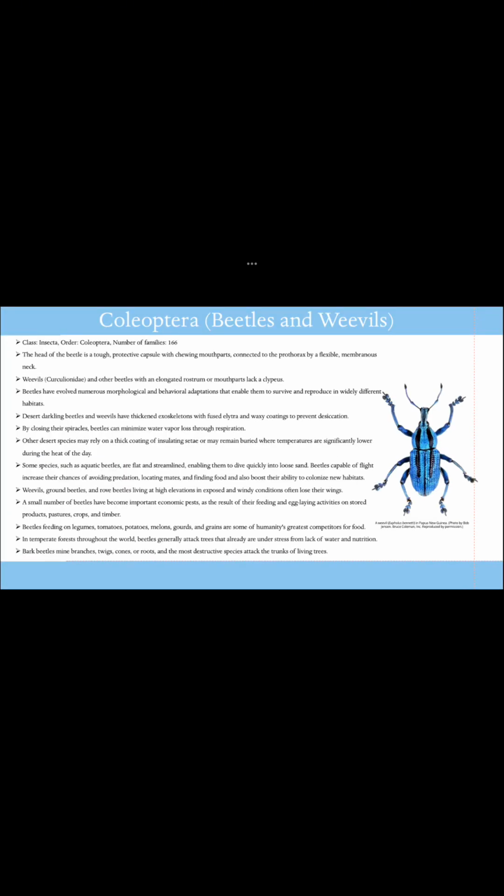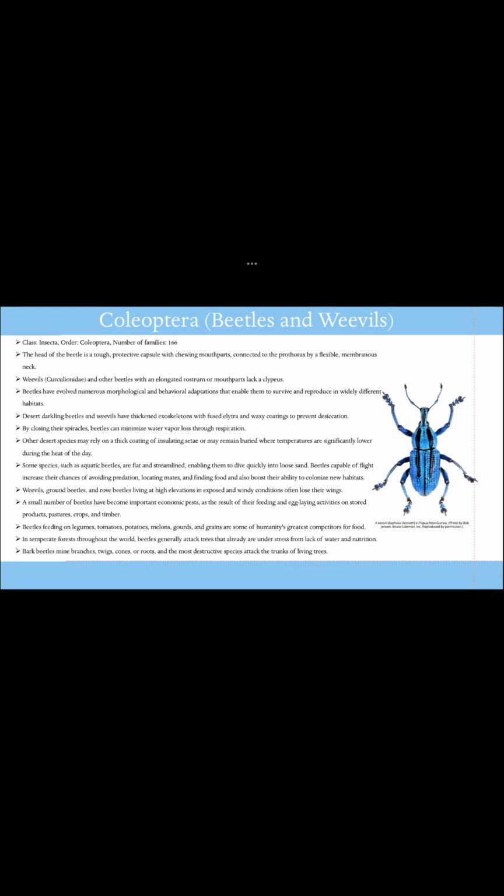The most fascinating invertebrate, Coleoptera, also known as beetles and weevils. Class Insecta, order Coleoptera, number of families 166. The head of the beetle is a tough protective capsule with chewing mouthparts connected to the prothorax by a flexible membranous neck. Weevils, also known as Curculionidae, and other beetles with an elongated rostrum or mouthparts lack a clypeus.